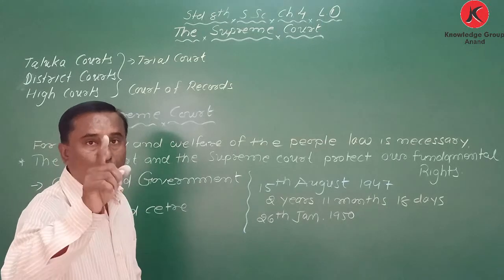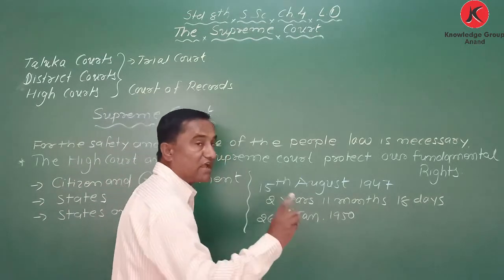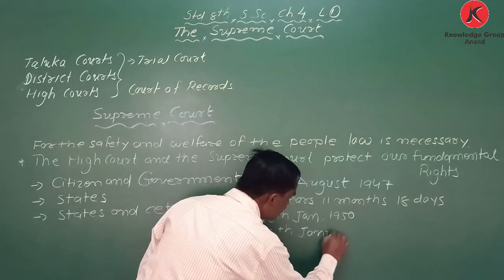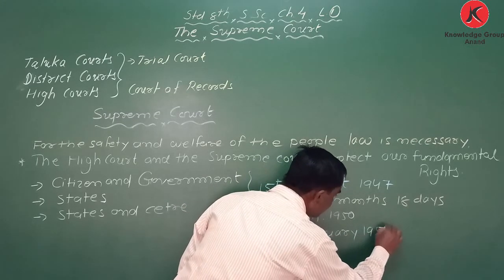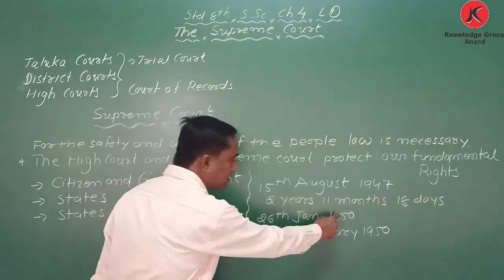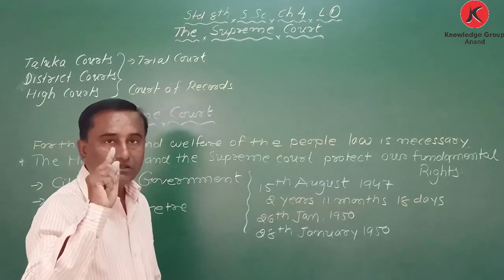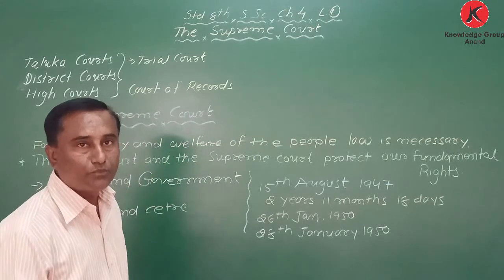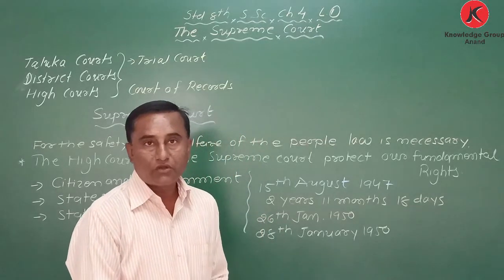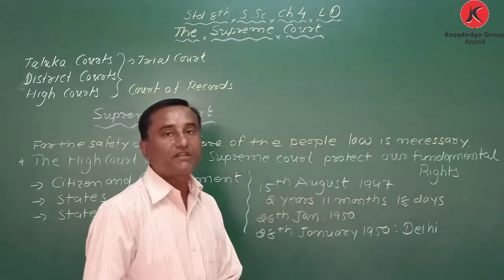But the Supreme Court was established after 2 days. Means 28th January 1950. Once again I repeat, after 2 days, 26, 28, January is there, 1950 is also there. Got it? So, one thing I would like to say, the Supreme Court was established on 28 January 1950. Okay? And it is in Delhi, and Delhi is the capital of India.